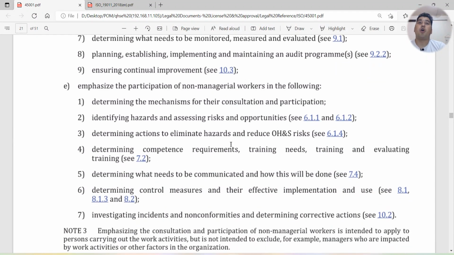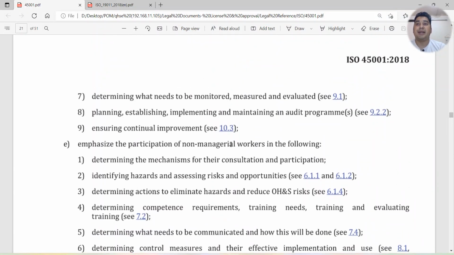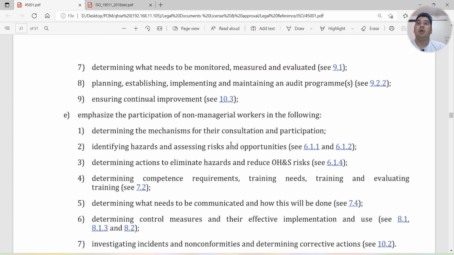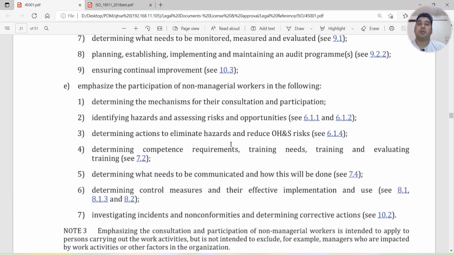Emphasize the participation of non-managerial workers. So the first part we have consultation. Now this is the second part, we have emphasize the participation of non-managerial workers. How to participate? Determining the mechanisms for their consultation and participation. Mechanism means how you are going to involve them.